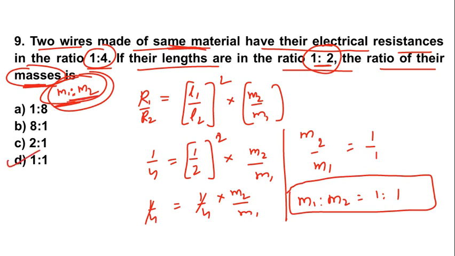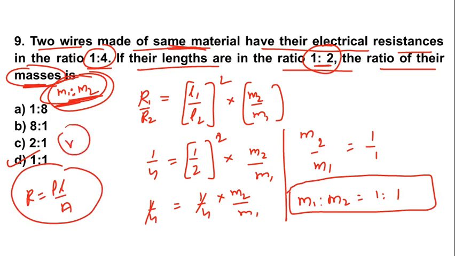So the same formula R equals rho L by A, you have to use, and you have to convert it accordingly. If they have given volume, you have to convert in terms of volume. If they have given masses, you need to convert in terms of masses. And for example, if they have given resistances, then you have to convert in terms of resistances.